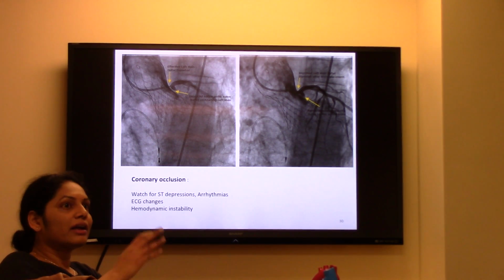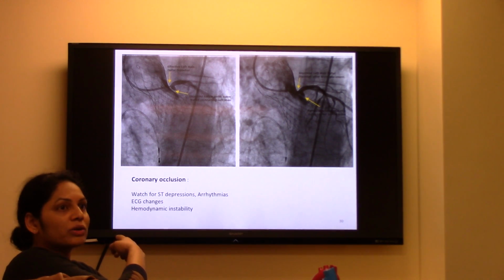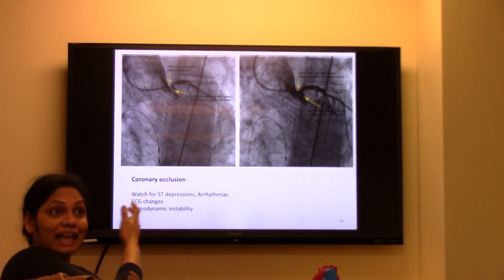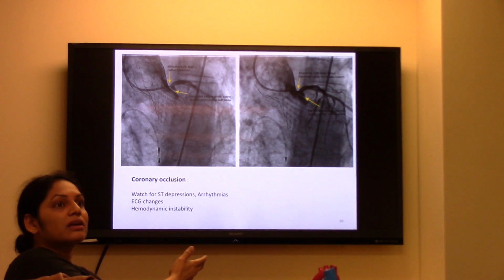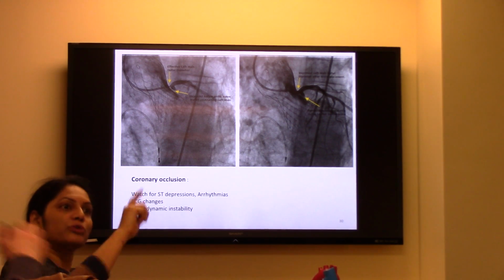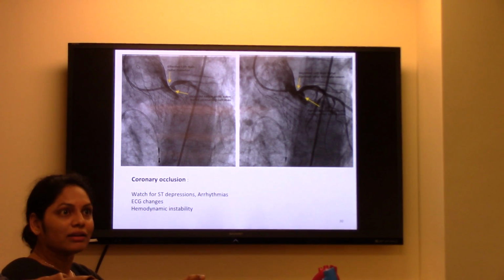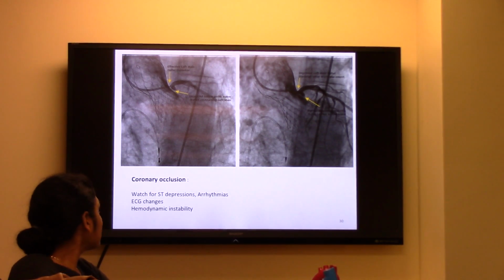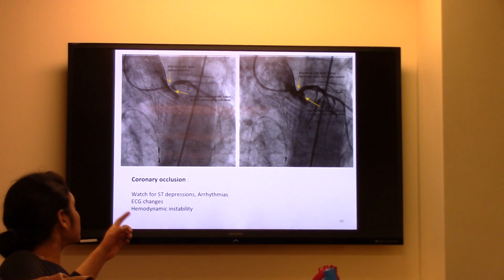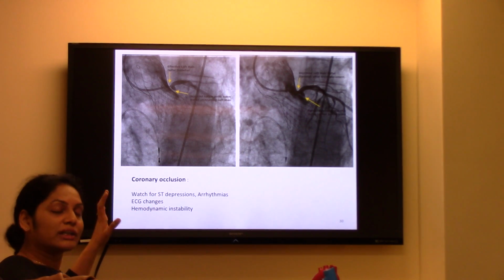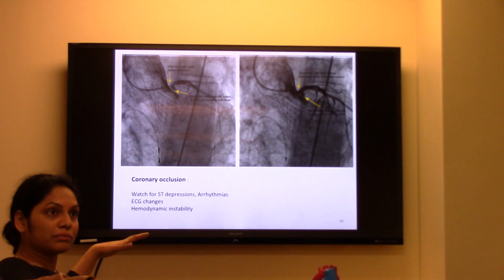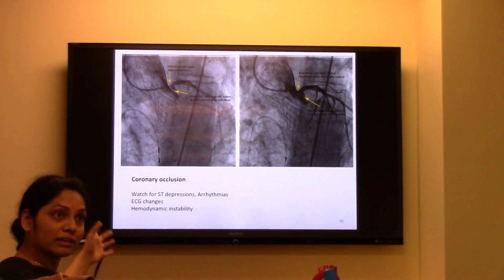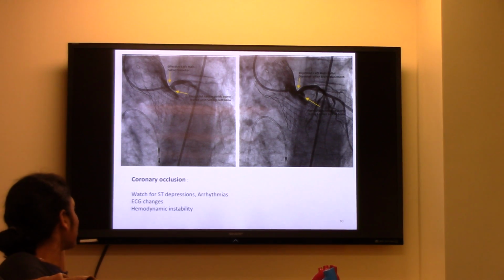But again, we can't do anything about the lower coronary ostia. We can only predict these patients can get into a complication. To prevent that, we use radial access and put a wire. So that's why it's rare, you don't get that many patients with TR bands. Usually it happens during the procedure, but it can happen post-procedure too. That's why watch for ST depressions, arrhythmias, EKG changes, and hemodynamic instability.